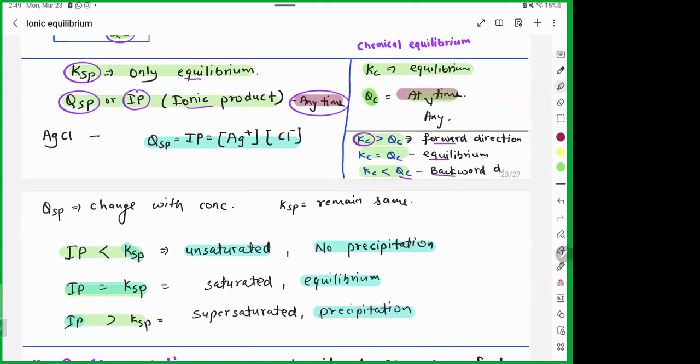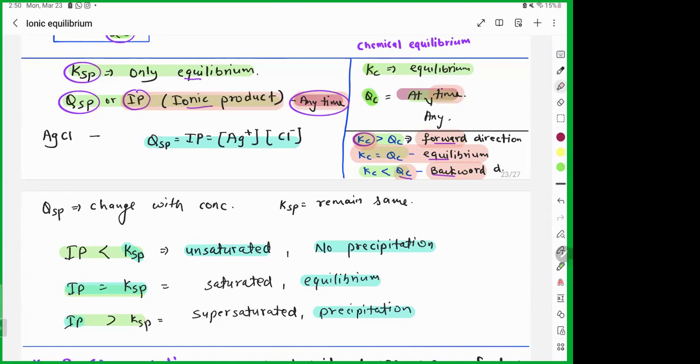See how in chemical equilibrium you have Kc and Qc. If Kc more, forward direction. If Kc equal to Qc, equilibrium. And if Qc more, backward direction. Almost related to this, you have this topic KSP and QSP or IP. IP means ionic product. How Qc was at any time, same way QSP or IP at any time. Exactly like solubility product, no difference at all. Only thing is at any moment. Same like Kc is only in equilibrium, Qc at any moment.